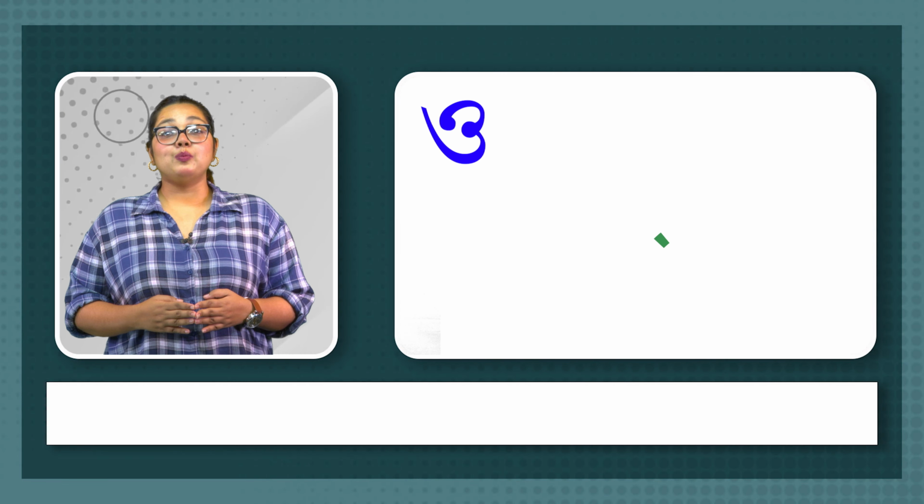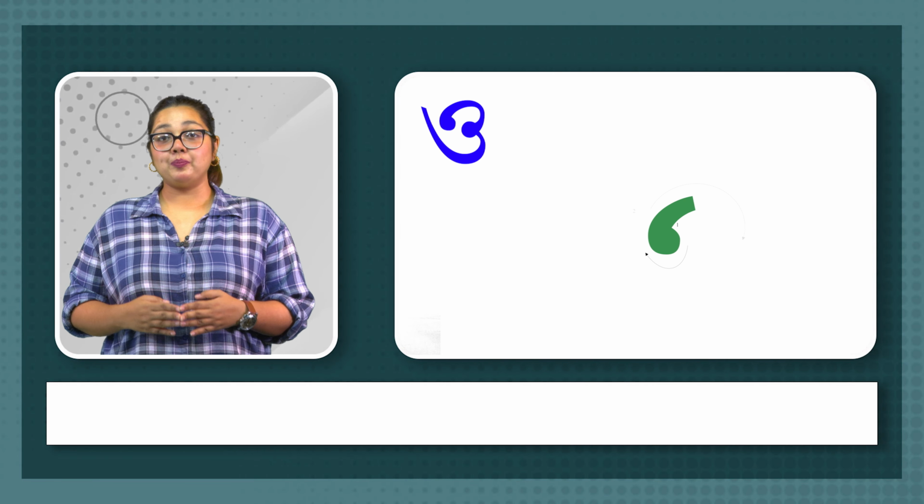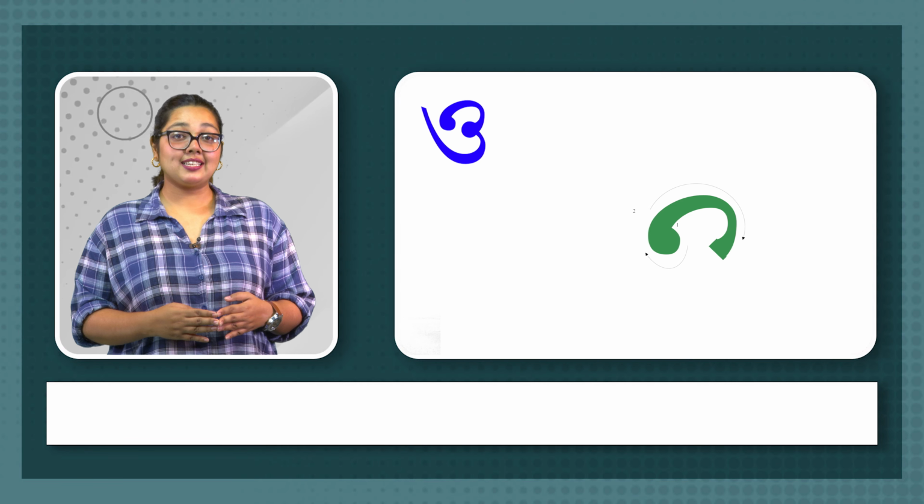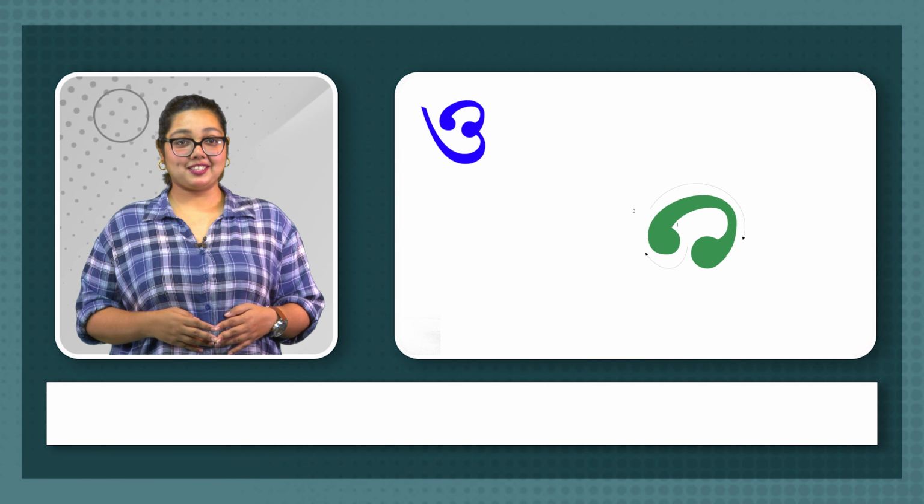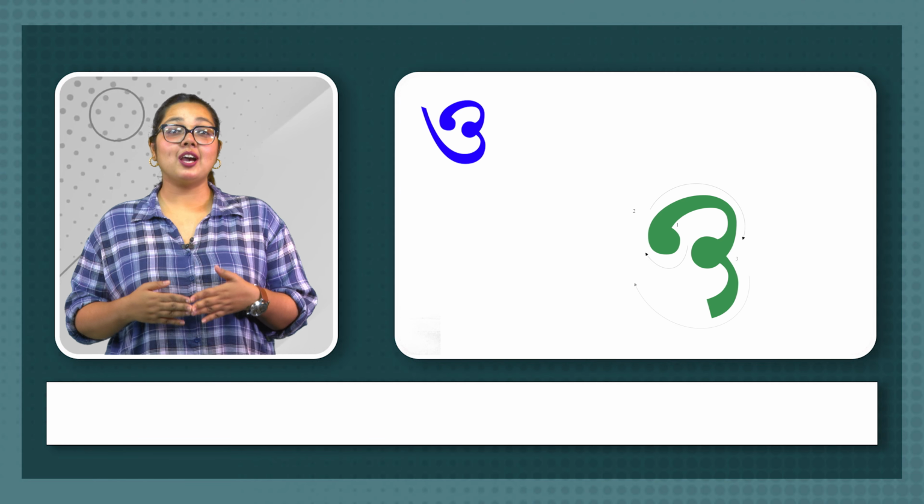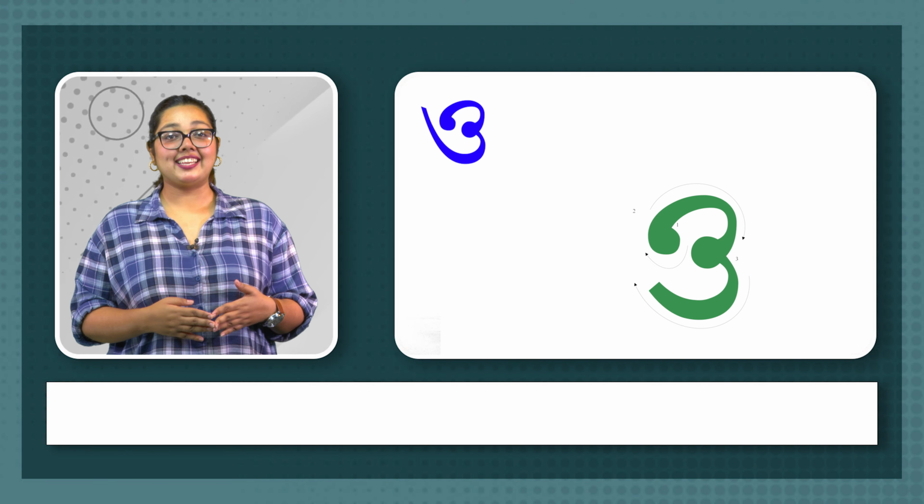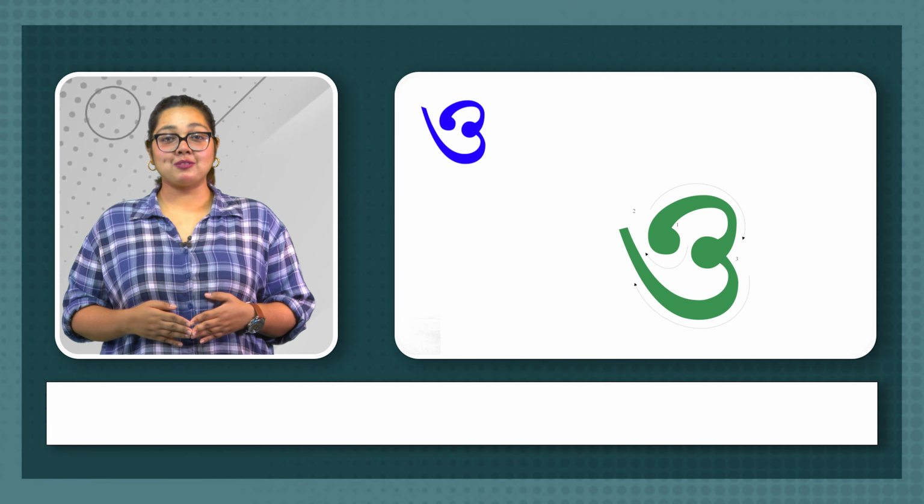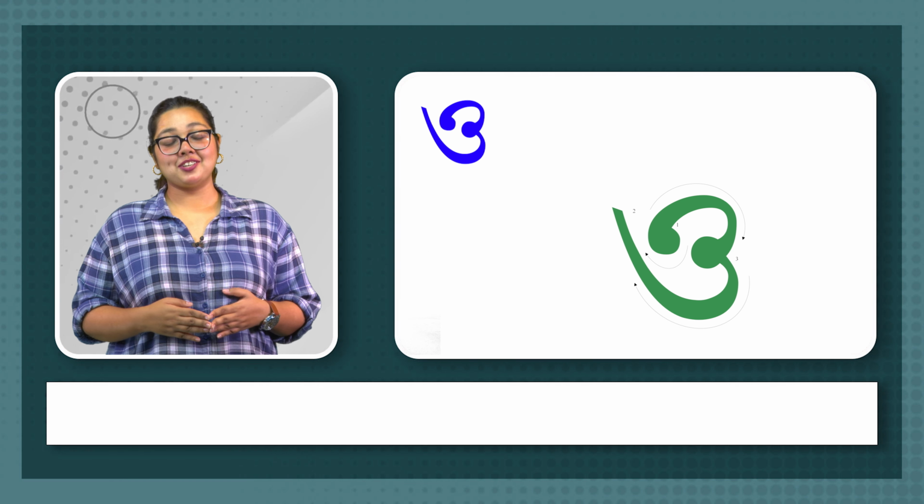Now, let's try to write this letter. First, we will start from here with a loop. Then, we will extend with a downward curve like this. Then, draw another downward curve and extend it like this. You have now successfully written the Bengali letter O.